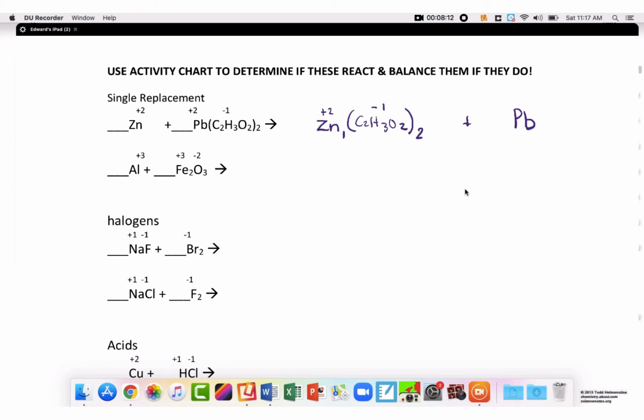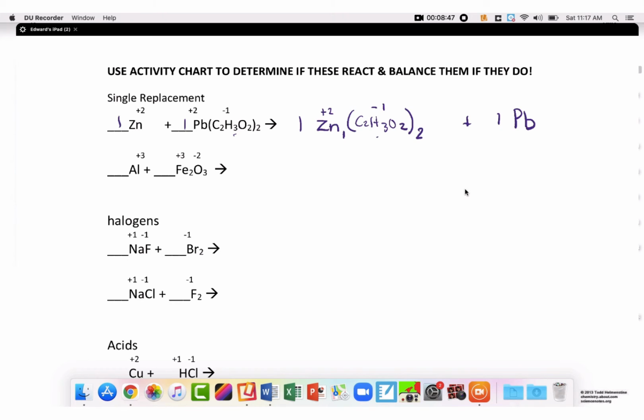Right? I don't really need to write a charge above the Pb because it's by itself. There's nothing to crisscross with. Right? It's a good time to check your diatomics. Remember, there's 7 elements that are diatomics. Lead is not one of those, so it's fine. Okay, now we're going to balance. We have 2 acetates, right? 2 acetates on this side, and we have 2 acetates on that side. I think we're done already. It's all 1s. Yeah, everything's the same. So you can put 1s in, or the 1s are optional.